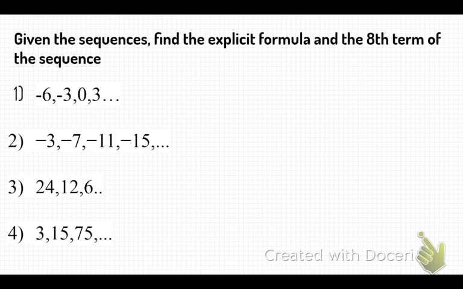There are 4 questions. I would like you to find the explicit formula using the first term for 2 of them, and the zero term for 2 of them. It doesn't matter to me which one is which, but I want you to practice finding the first term formulas and the zero term formulas, okay? I'm going to give you about 8 minutes to work on that.